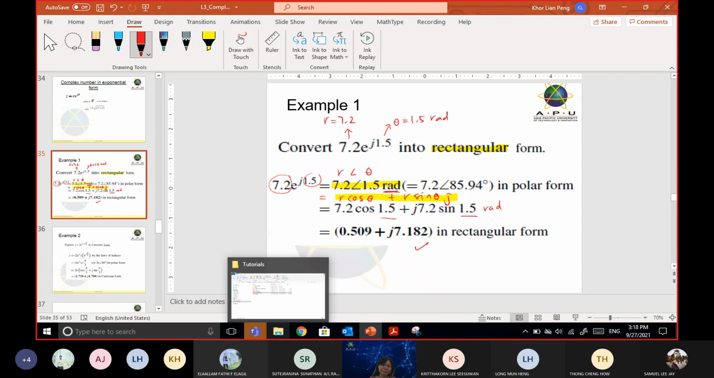Get it? Guys, you can try to calculate. If your calculator is not in radian, change it to radian. And after you change it to radian, try to calculate whether you can get 0.509 and also 7.182. You can try it now. Can you get the answer?